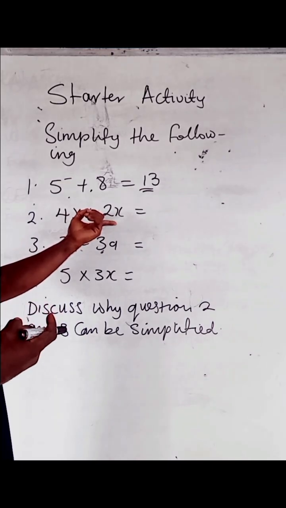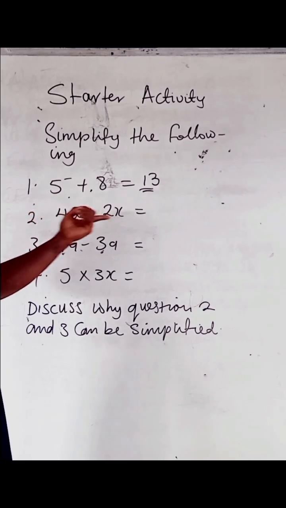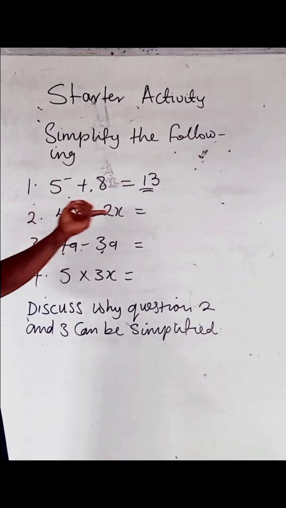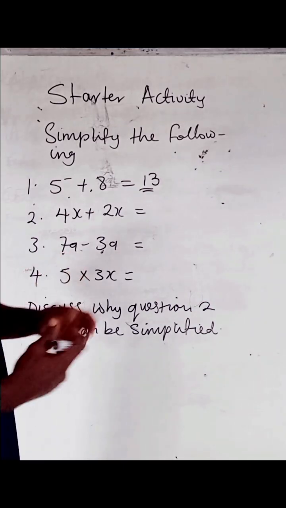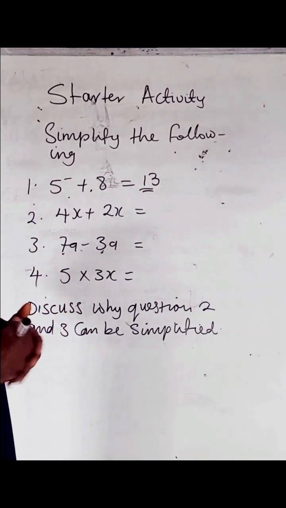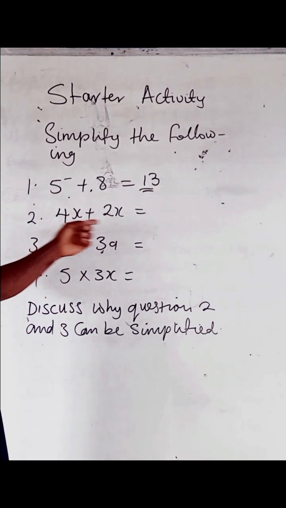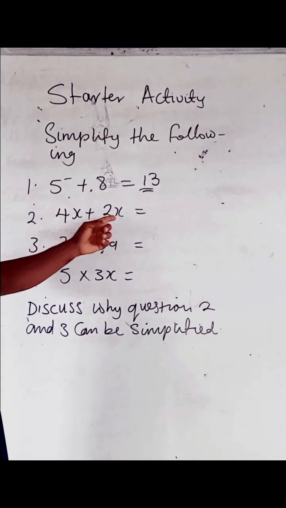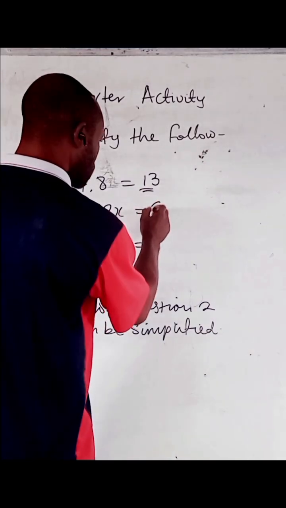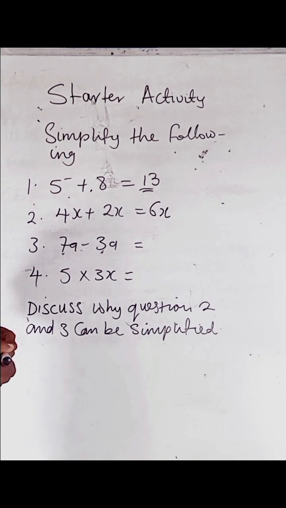Now what this means is that because the letters are similar, we call them like terms. And because they are like terms, we can add them together. So 4x plus 2x is equal to 6x.